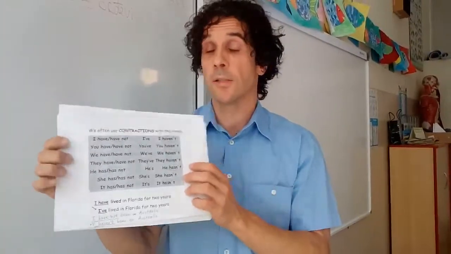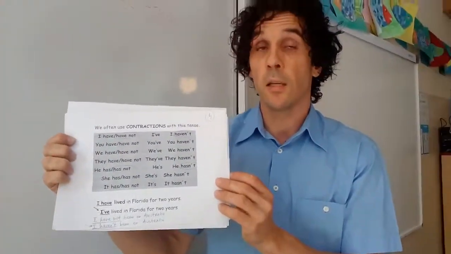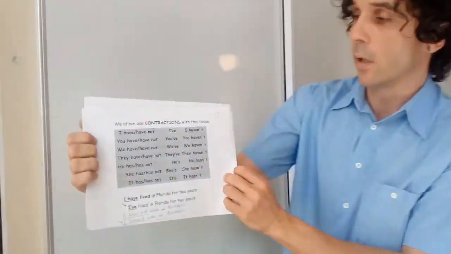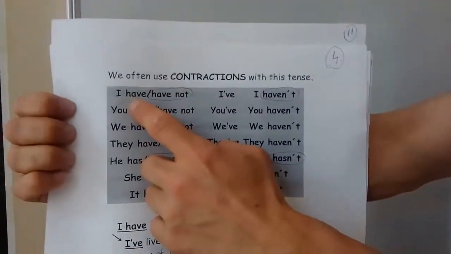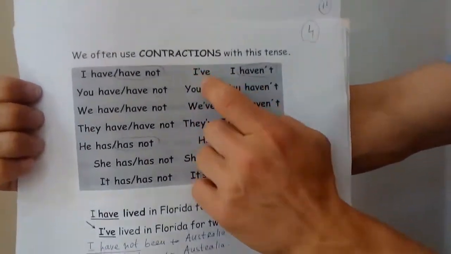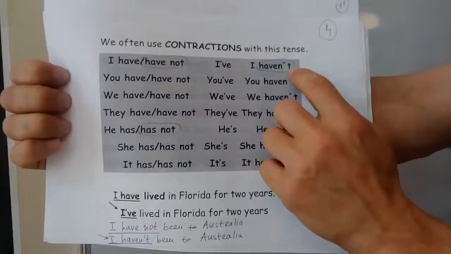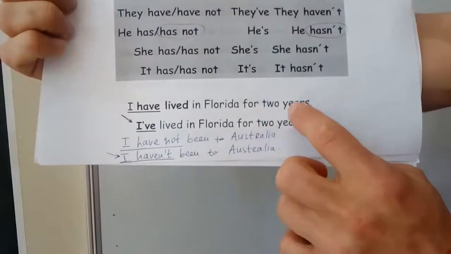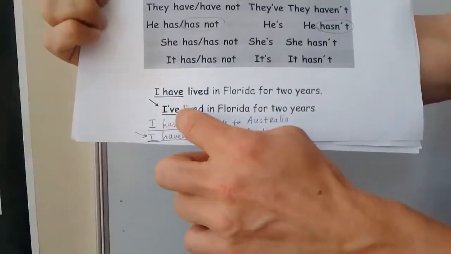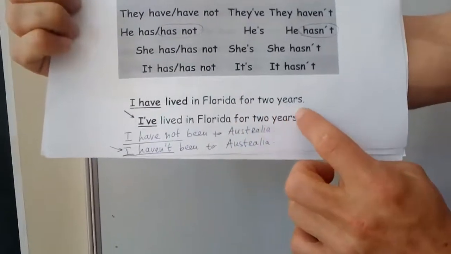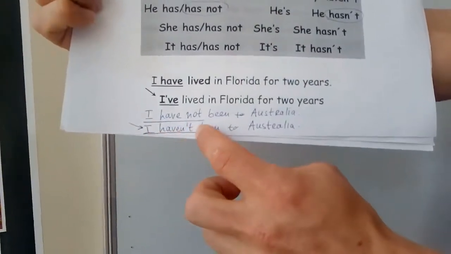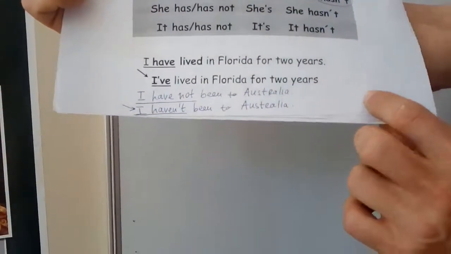Now, the next thing is contractions. We usually in speech make contractions by adding two words together and linking them. For example, we could say I have, but we say, for example, I've. Or I have not becomes I haven't. Here are the examples. I have lived in Florida for 2 years. Or we can say I've lived in Florida for 2 years. Or I have not been to Australia becomes I haven't been to Australia.